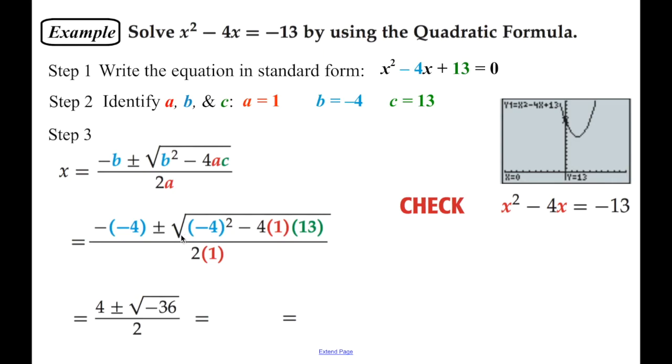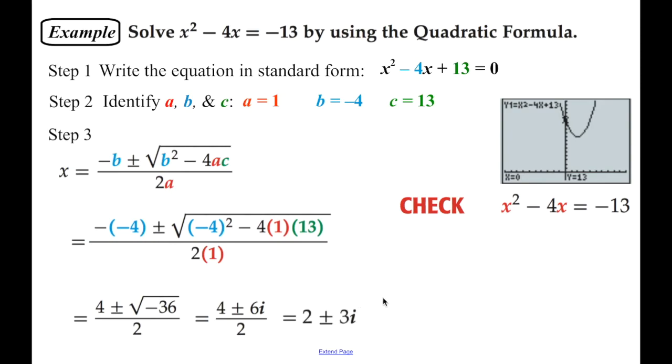And we can bring out the negative as an i, and 36 is a perfect square. So we get 4 plus and minus 6i all over 2. And then dividing each term by 2, we get 2 plus and minus 3i.